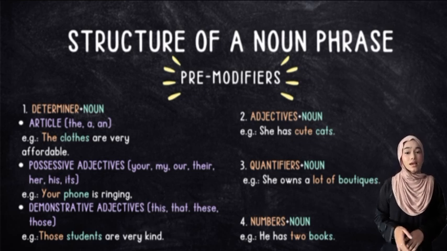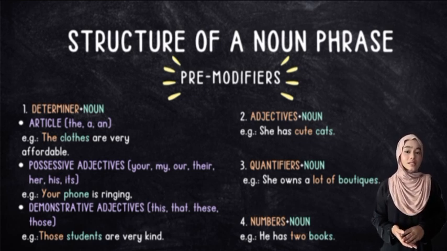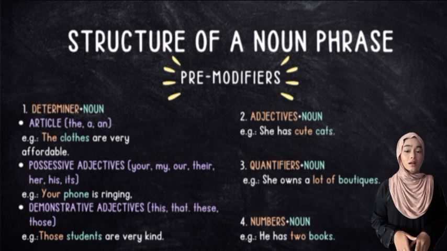So the first one is determiner plus noun. Determiners include articles like the, a, and an. They help specify which one or how many. For example, "The clothes are very affordable." Here, "the" is the determiner and "clothes" is the noun.